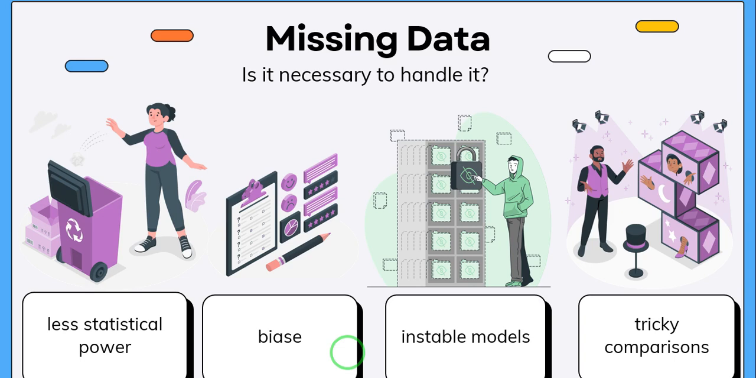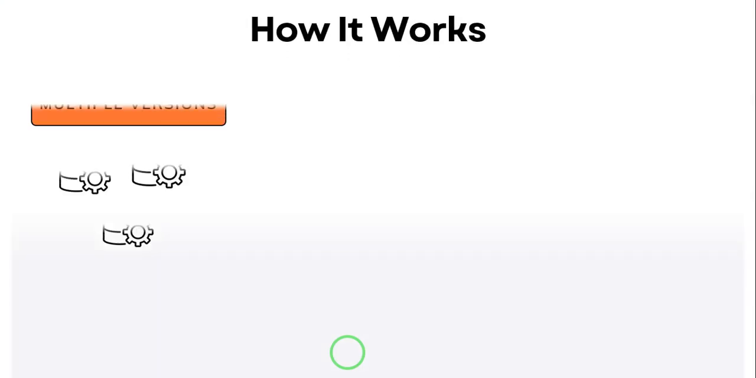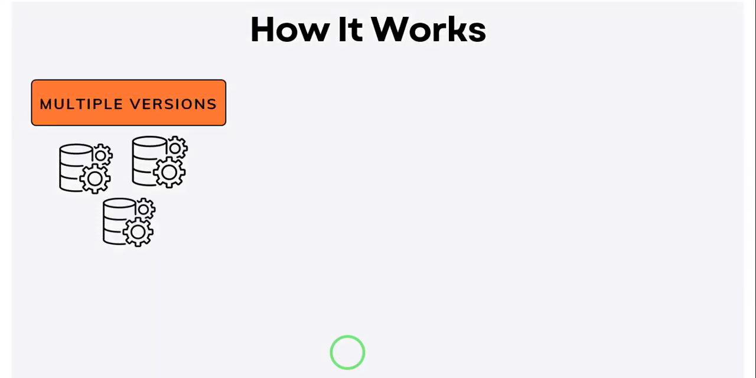So that's where the mice package comes in. The mice package in R is one of the best tools for handling missing data. Let's see what is mice. MICE stands for Multiple Imputation by Chained Equations. It's an R package that helps you fill in missing values in a smart statistical way and not just by guessing or using the average value.